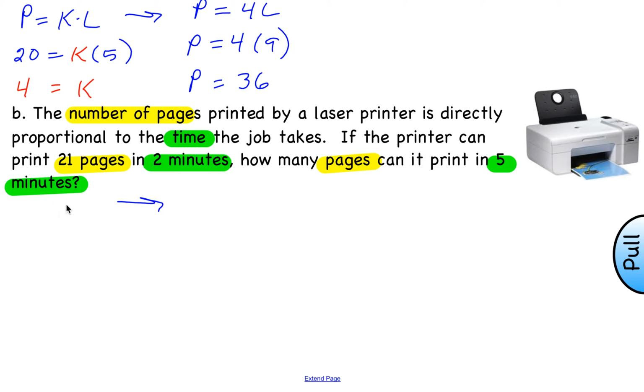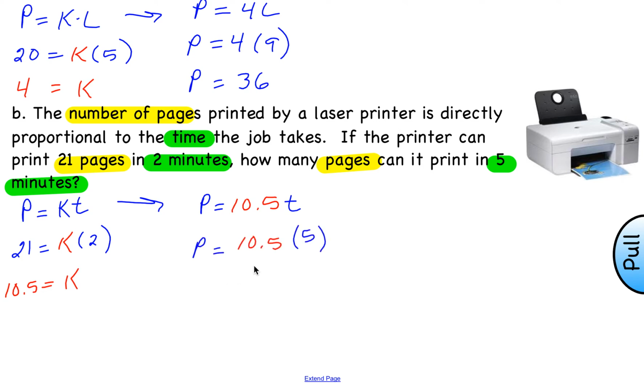Alrighty, hope you gave that a try. Here we go. So P equals K times T, where P is the number of pages, T is time. Substituting in what we know, 21 pages in 2 minutes. Divide by 2 to solve for K. K is 10.5. Rewrite your equation. P equals 10.5 times T. And now we can plug in 5 for T. And we get P equals 10.5 times 5. And so multiplying that through, we get P equals 52.5 pages that can be printed in 5 minutes.